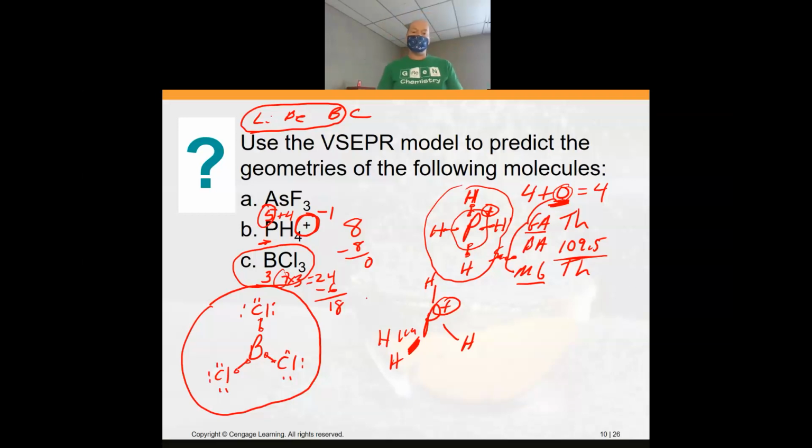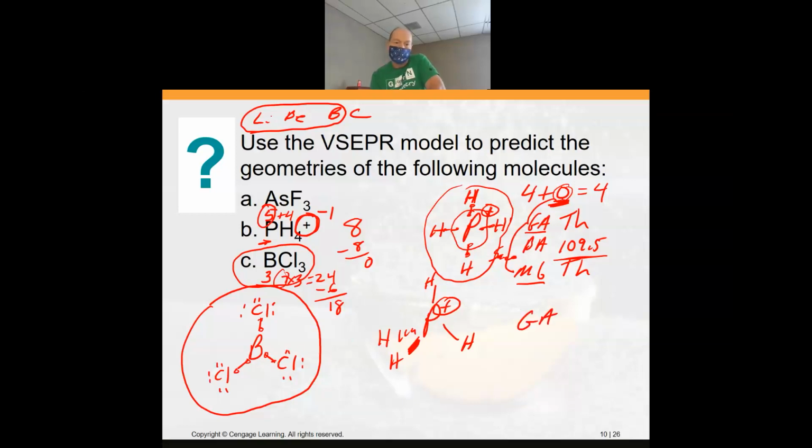If it said that you must have an octet, then we don't have enough electrons and we would have to add a pi bond. All right. So the only time you would have to do that is if it said you have to have a pi bond. Now note, all of the answers are going to be the same regardless of which resonance structure you draw.